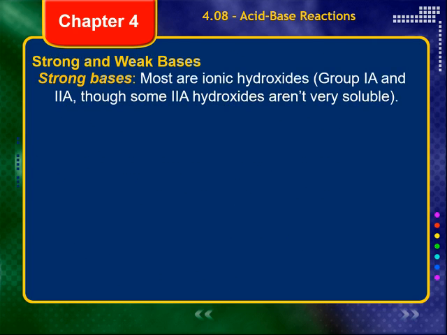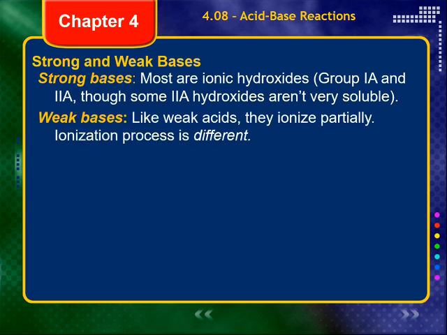Let's look at strong and weak bases. If I have a strong base, most are ionic hydroxides. So main group 1, main group 2, even though some of the main group 2 hydroxides aren't very soluble, most of the main group 1, main group 2 hydroxides are going to be strong bases. A weak base, very much like a weak acid, means that it ionizes only partially. So I'm only going to throw a few OH- ions into solution.